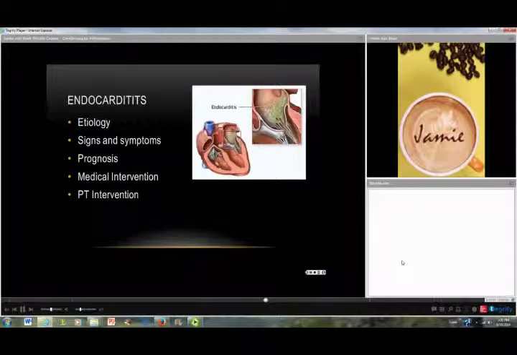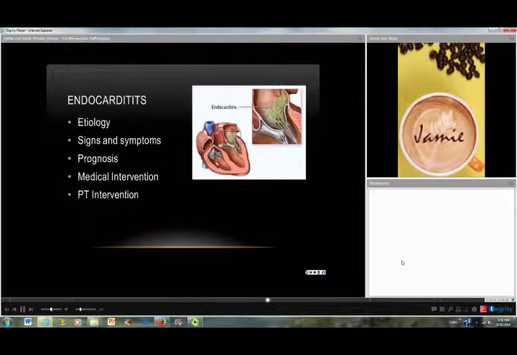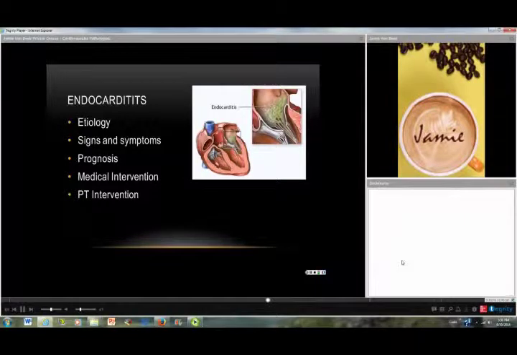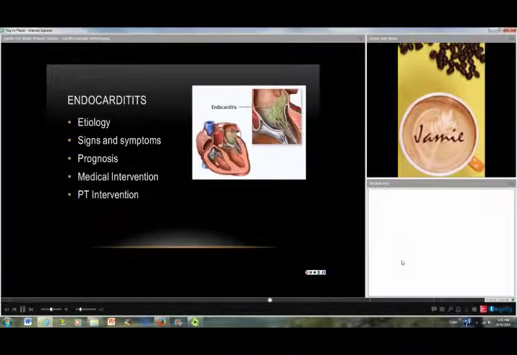Basically, physical therapy interventions that we would do: we're probably treating a patient with endocarditis who has probably been in the hospital, has probably been down for some time, is weak, and is probably dehydrated. So physical therapy could be coming in for bed mobility, range of motion, strengthening, transfers, and gait. Those are the kinds of things you may be working on with a patient who has endocarditis.